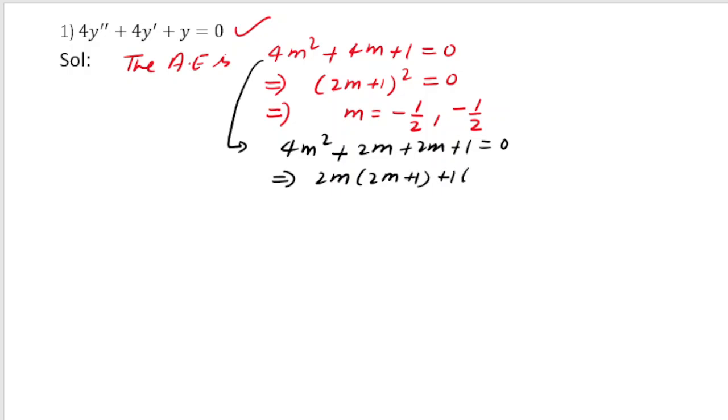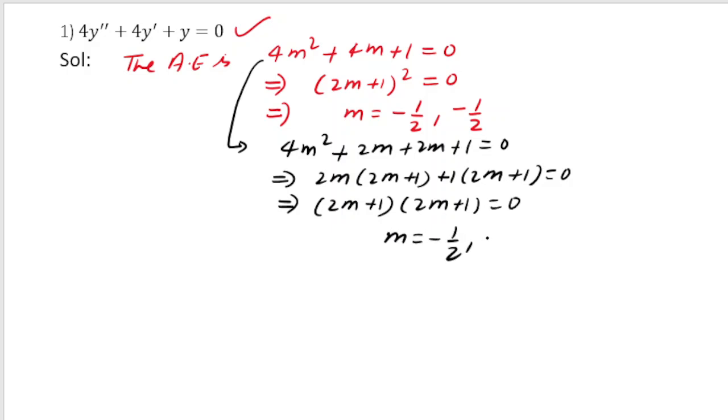From this also you will get 1 common. You will get 2m plus 1 is equal to 0. So you will get what? You will get (2m plus 1) into (2m plus 1) is equal to 0. So m is equal to minus 1 by 2 and minus 1 by 2. So either you do it like this or do it like this. So this is an alternate path.